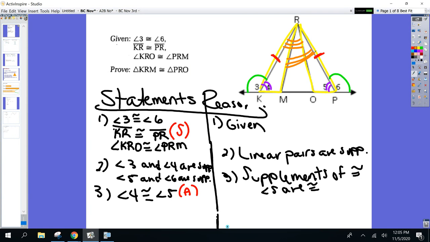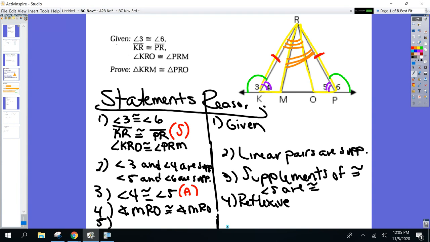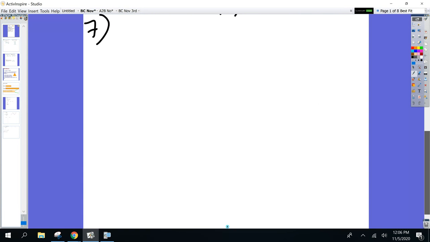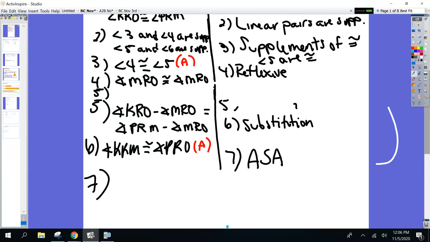So Sarah, let me go back to you since you told me. What did you subtract from both of those angles to get the smaller angles? MRO. Yes, a reflexive angle you subtracted from both. Angle MRO congruent to itself, reflexive. And then in the next step, you told me what angles to subtract, which I'll write down right now, maybe. There we go. Come on, one job. There you go. I already wrote it down. Look at that.